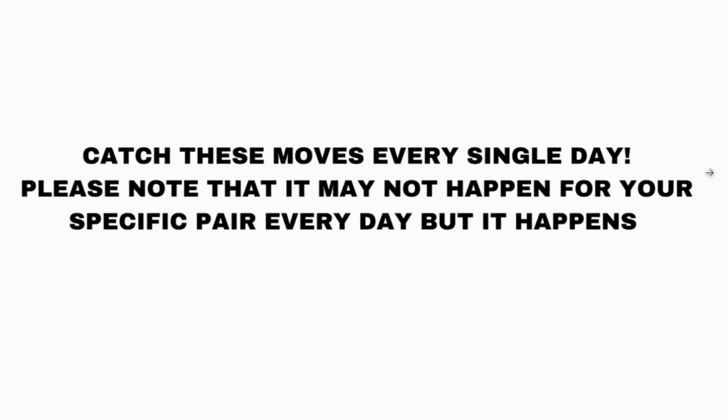So you can catch these moves every single day, but please note that it may not happen for your specific pair every day, but it does happen. So what does that mean? This means that on Monday, someone may be able to identify it on Euro USD. Tuesday, someone may see it on US30. Wednesday, somebody may see it on UJ, but it may not happen for your pair every single day. So guys, being as though I'm trading US30, of course I would back test US30 to see how many times I could catch this particular setup, just hopping in the market at these particular times.